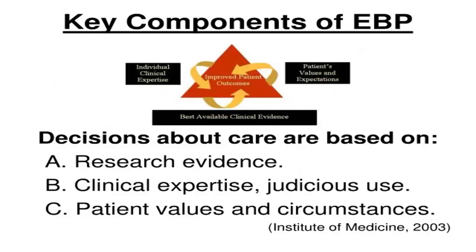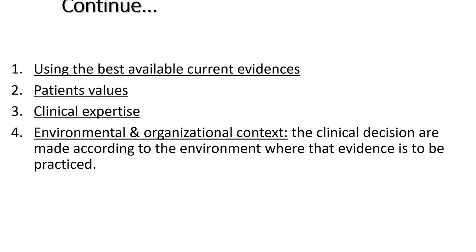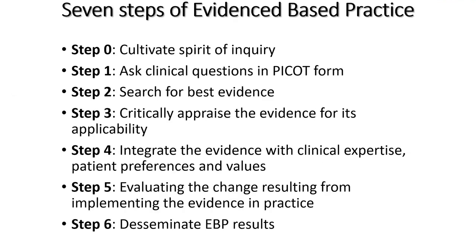So these three components are research evidences, clinical expertise, and patient values, and the fourth thing they have now added is the circumstances, the environment where you practice all this. So it is using the best available current evidences, patient values, clinical expertise, and environment and organizational context. Because ultimately you have to practice it in some environment or some organization, so the clinical decisions have to be made according to that environment or the policies of the institute.